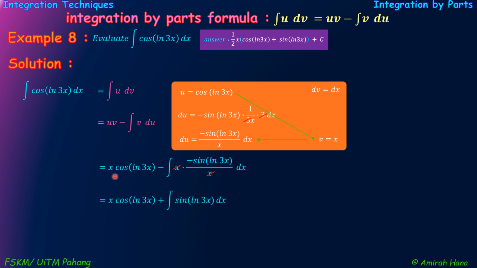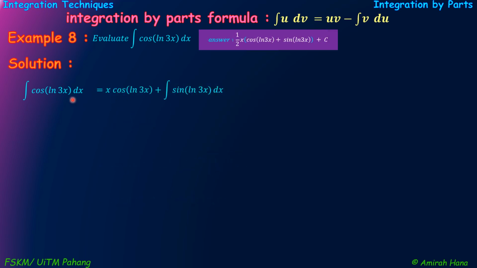And then we have x cos ln 3x, negative times negative equals to positive, and then integration of sin ln 3x dx. From the previous slide, we get integration of cos ln 3x dx equals to x cos ln 3x plus integration of sin ln 3x dx. So from here, we don't need to integrate because there is no integration sign. But for this term, we need to integrate because we have an integration sign here.